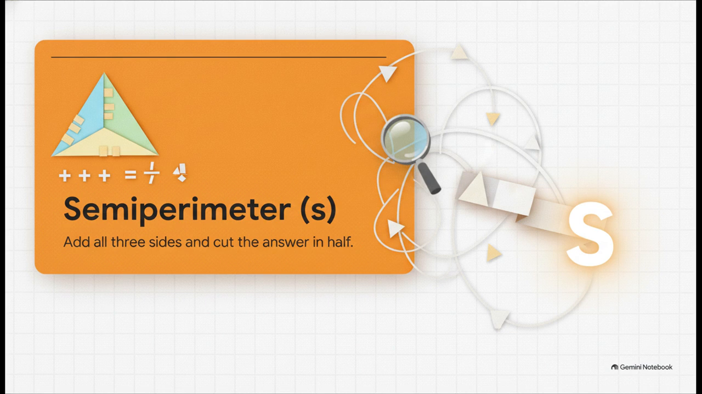So for instance, if you've got a triangle with sides measuring 3, 4, and 5, you add those up to get 12, cut it in half, and your semiperimeter s is 6. Keep a close eye on s today, because it's essentially the secret key that's going to unlock our most advanced formulas a little later on.